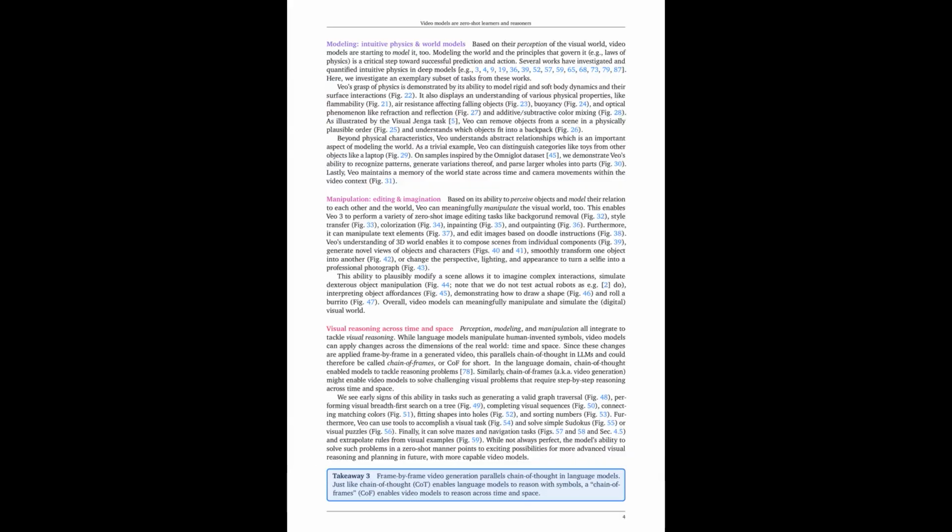models in computer vision. Moving up the hierarchy, we examine modeling, intuitive physics, and world models. VO demonstrates a grasp of physics, modeling rigid and soft body dynamics, buoyancy, and optical phenomena. Crucially, it also understands abstract relationships and maintains memory of the world state. Next, manipulation, editing, and imagination.